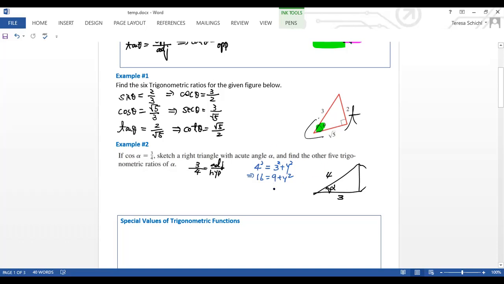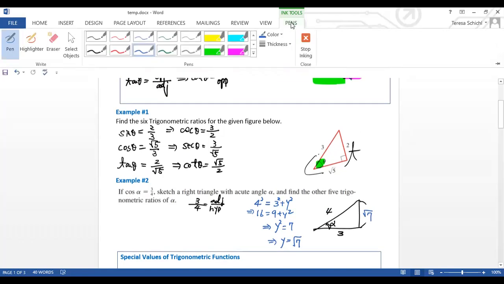So what is y squared? y squared is equal to 16 minus 9, which is 7. So y is the square root of 7. So I know this side is the square root of 7. After that, now I will know.